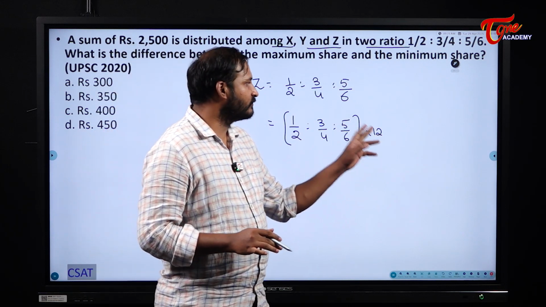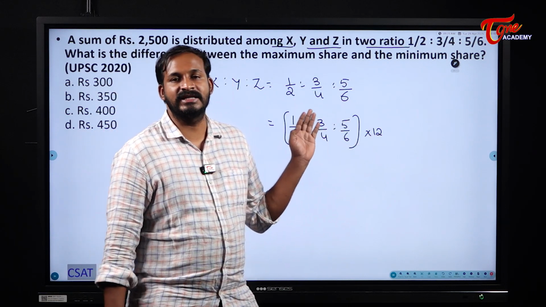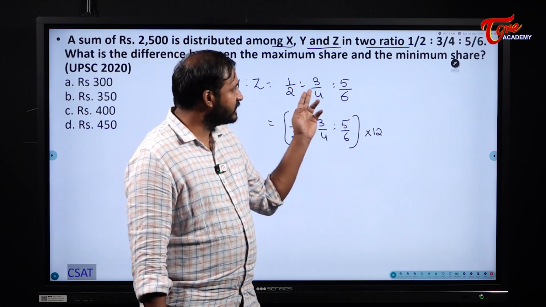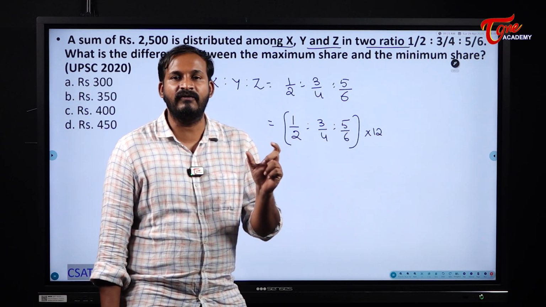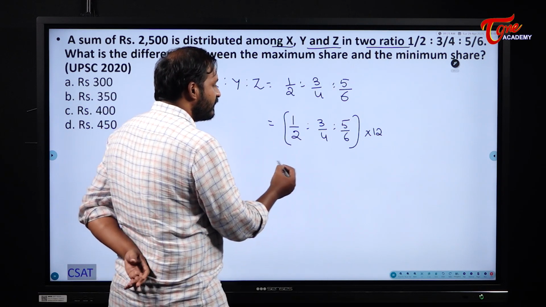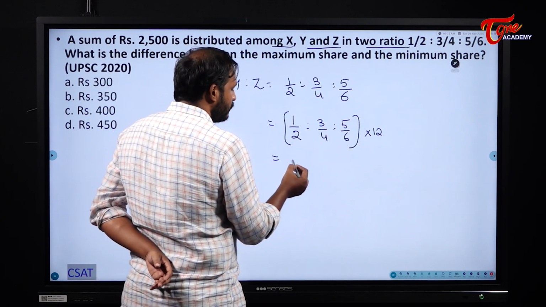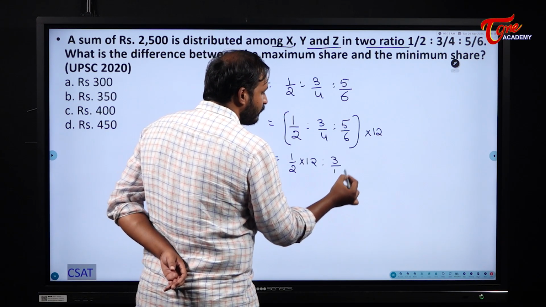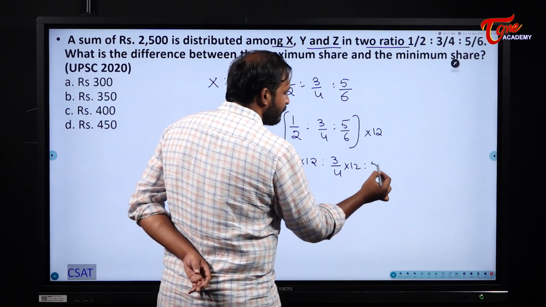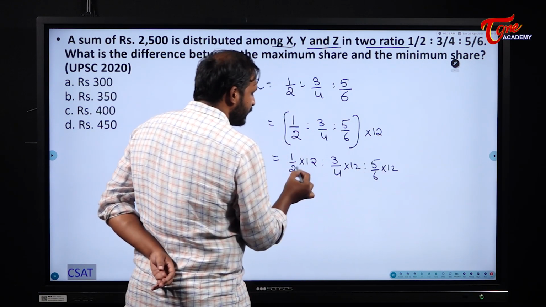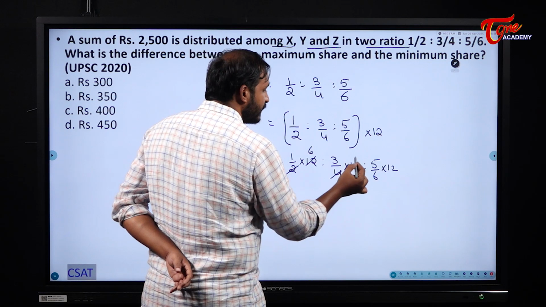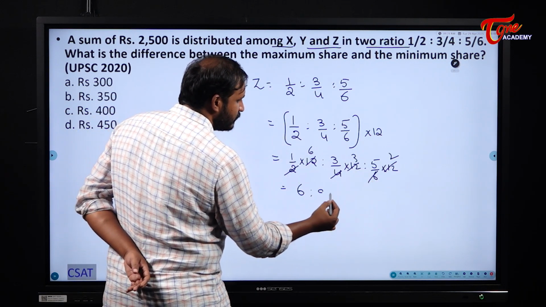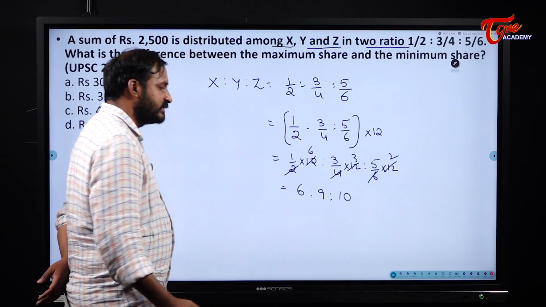Why am I multiplying with 12? Because I can easily cancel 2, 4 and 6 in the denominators. How did I get 12? It is the LCM of the denominators 2, 4 and 6. I will write it in a detailed manner: 1 by 2 into 12 is to 3 by 4 into 12 is to 5 by 6 into 12. So what do you get here? 6 times, 3 times 3, 2 times 5. So at last it will become 6 is to 9 is to 10.